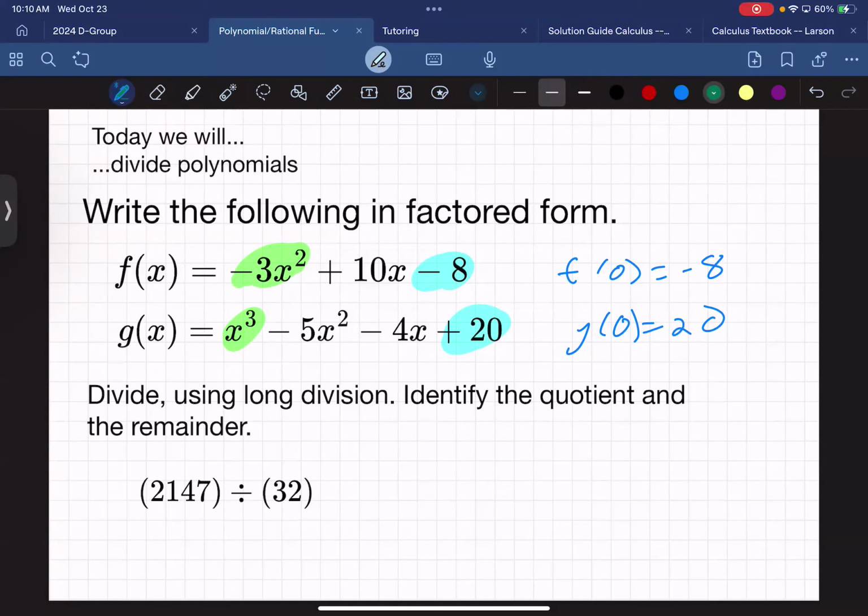But today I want to focus on the fact that, hey, sometimes we can factor, which we're going to practice with these two, all right? But moving forward, we're not always going to be able to factor. So we need to have another way to deal with it, hence why I brought long division.